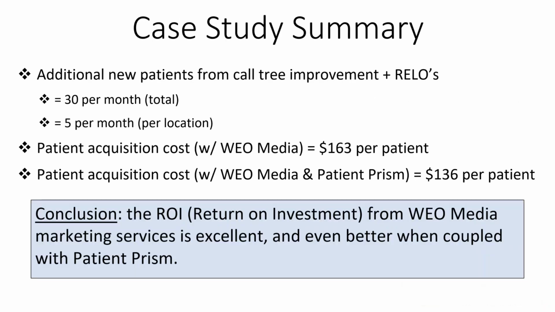So here's kind of a quick summary for you. From the changes that we made in the call tree, it generated about an additional 30 new patients per month. So that in itself, just for simply changing a call tree, massive increase in ROI. So before we identified this call tree mess, we were generating patients for them for $163 per patient, which is solid. That's good. But once we implemented Patient Prism, and factoring in the cost of Patient Prism, we still dropped that acquisition cost significantly, as you can see here. It's $130 some per patient. That's a huge, huge improvement, and that's a really solid ROI.